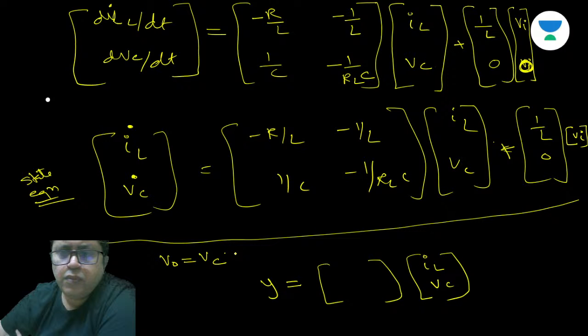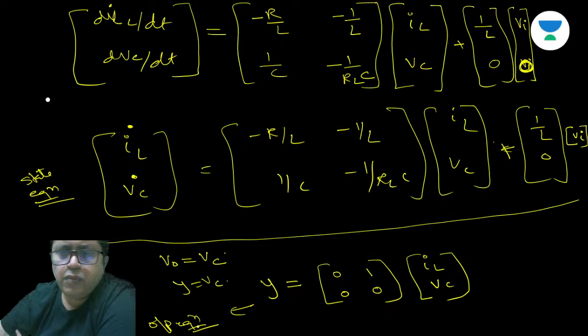Y equal to VC. When this will be the case, 0 into IL is 0, 1 into VC is 1. So 0 plus VC is VC. 0 into IL is 0, 0 into VC is 0. So Y equal to VC is this matrix. So this is the output equation. Okay, so this is the state equation and the output equation.